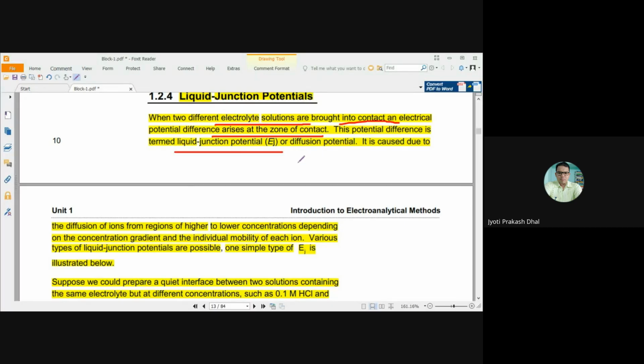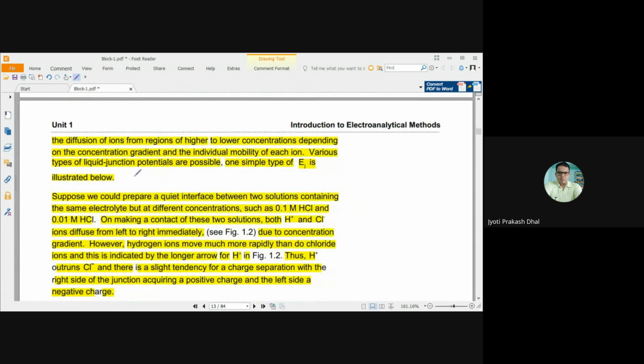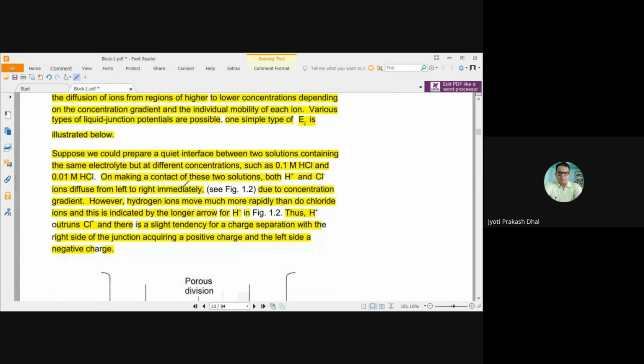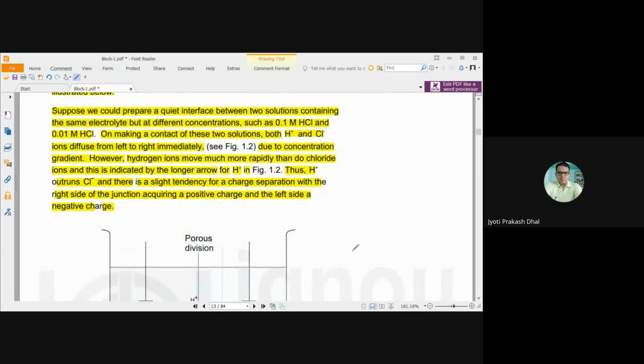It is caused by the diffusion of ions from one region to another. That means it is due to the diffusion of ions from the higher concentration region to the lower concentration region, depending upon the concentration gradient and the individual mobility of each ion. Various types of liquid junction potentials are possible. Here we will discuss a particular example of the LJP.